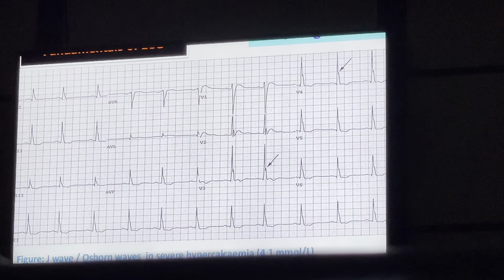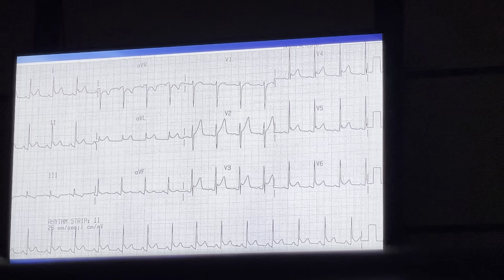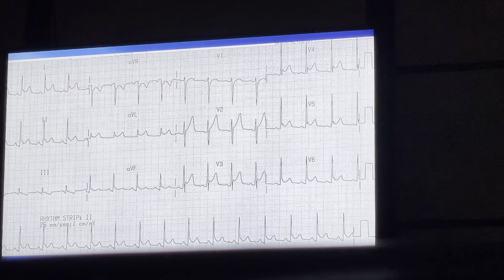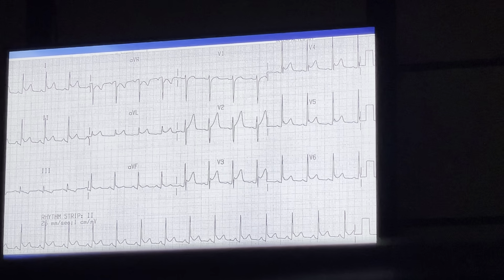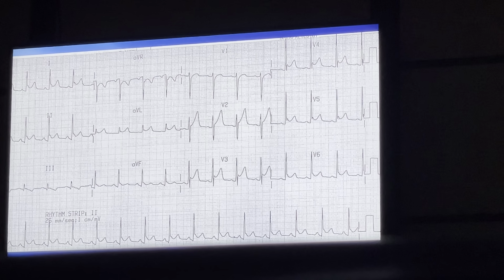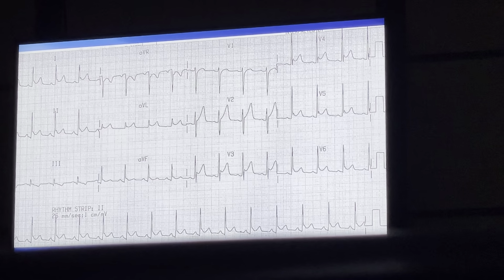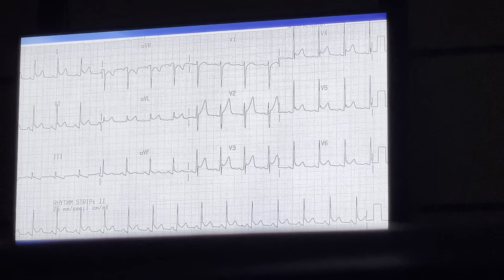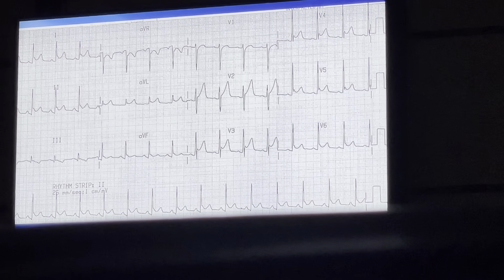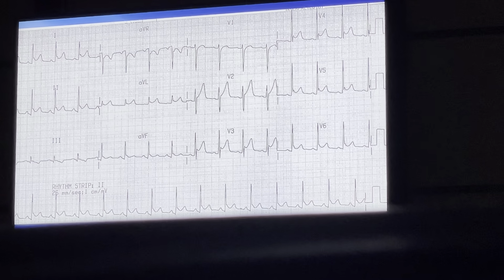Osborne waves or short QT. Next. What is this? Benign early repolarization from lead V4, but from lead V6, if you measure the ST-T ratio, it means this patient having benign early repolarization developed pericarditis. So this is both.